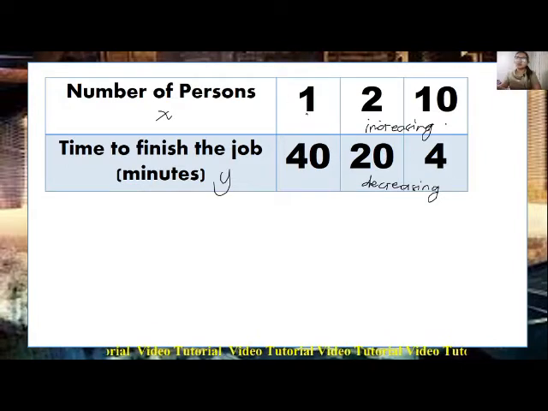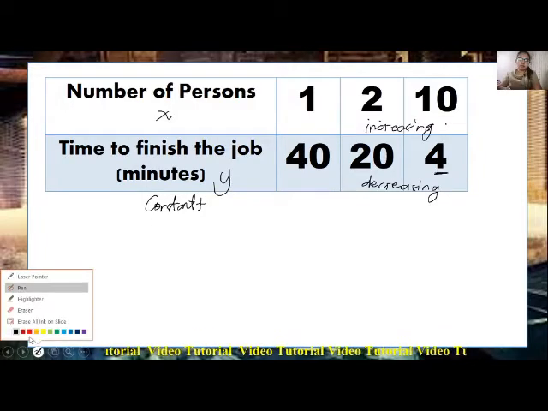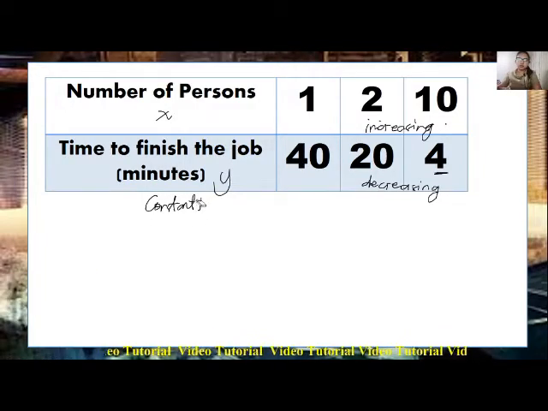If there's only one person working, he or she will finish the job in 40 minutes. If they are two, it will decrease. It will only be 20 minutes. Or if 10 persons work on the same project, the time to finish the job will be less. On this problem, it's only 4 minutes if they are 10 persons. So now we find the constant product. Okay, constant product. I will just erase the additional t. So this is the constant product.